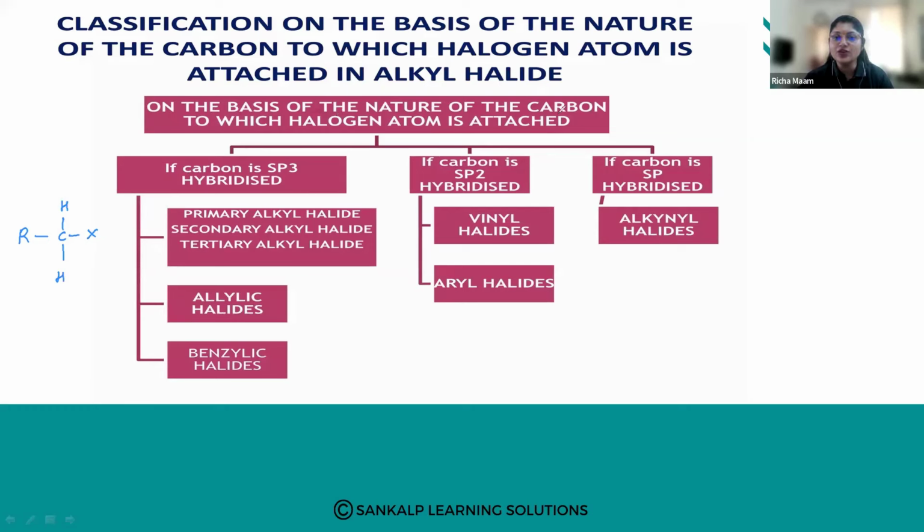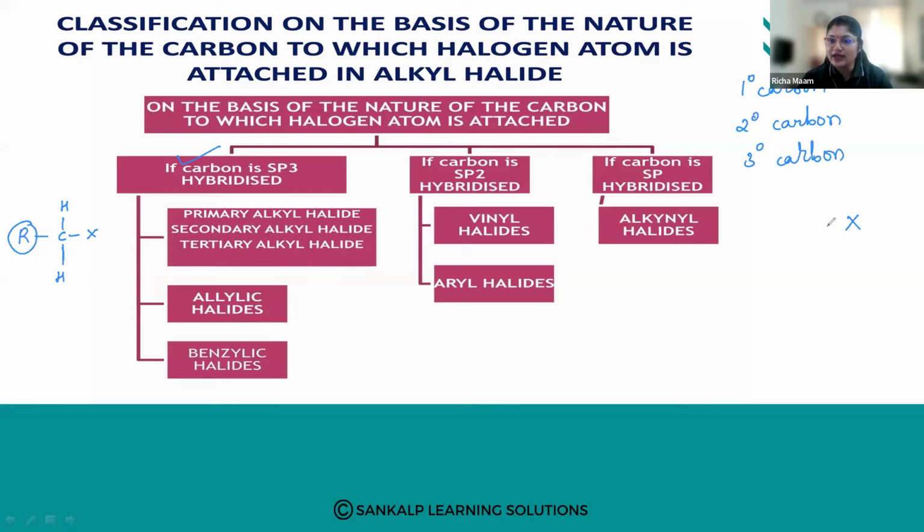On the basis of the nature of carbon to which the halogen atom is attached, first we are discussing the carbon if it is sp3 hybridized. Here the halogen atom is bonded to an alkyl group, and they are further classified on the basis of the carbon to which it is attached. Either it is a primary alkyl, secondary alkyl, or tertiary. Do you know what is meant by primary carbon, secondary carbon, and tertiary carbon? First we'll discuss this.